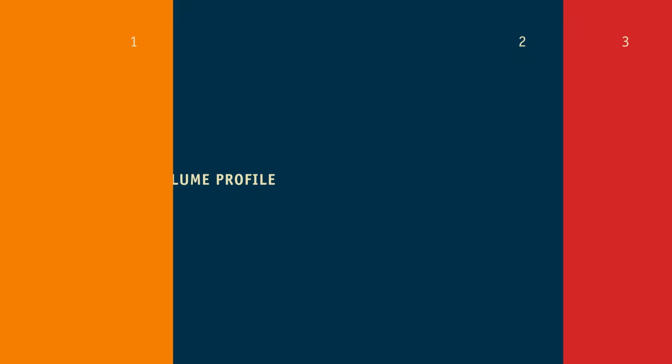The ORB is elegant, but it's also unrefined. A simple break of the range can lead to false starts, traps, and whipsaws. To sharpen our edge, we need more context, confirmation, and structure. So let's explore 3 refinements: fair value gaps, volume profile, and delta. Each one offers a different lens, a different way of filtering the breakout for higher conviction.